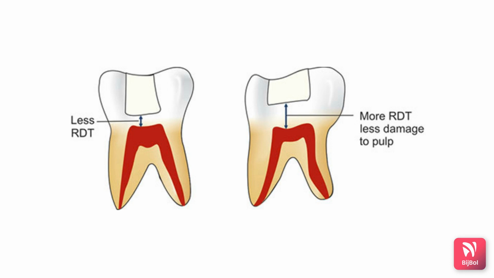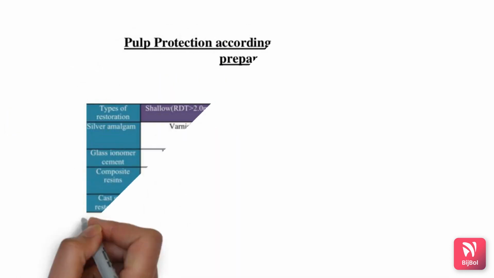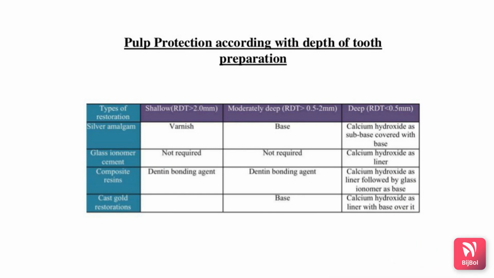If we observe the pulp protection according to the depth of the tooth preparation, in case of silver amalgam cavity preparation, that is for shallow cavity preparations with more than 2 mm of remaining dentin thickness, 2 coats of the varnish or sealing with the dentin bonding agent prior to the restoration is recommended. Whereas for moderately deep cavity preparations with 0.5 to 2 mm of RDT, a cavity base is applied on the pulpal or axial wall followed by the restoration.